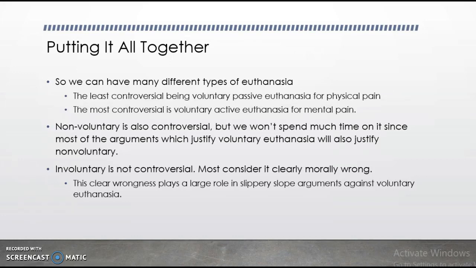The most controversial so far is voluntary active euthanasia for mental pain. Right? So where a doctor has to help administer a drug that would kill you just because you have some mental suffering that is not terminal. Okay, and then non-voluntary is also controversial, but we're not going to spend a lot of time on it because a lot of the arguments which would justify voluntary euthanasia seem to justify some non-voluntary euthanasia. And then we're also not going to focus on involuntary euthanasia because that's just not controversial. Most consider it clearly morally wrong, and in fact, we'll look at a number of arguments later on where people say we shouldn't legalize voluntary euthanasia because this could lead us to cases of involuntary.